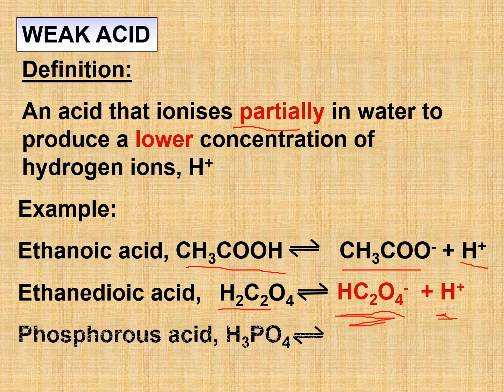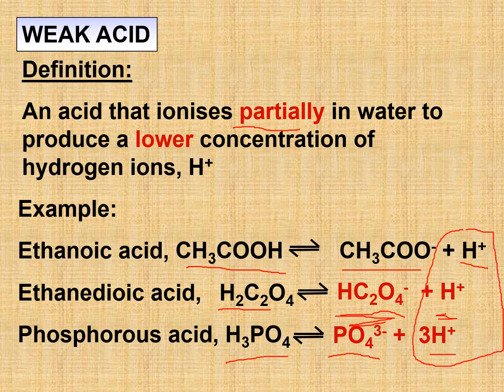Okay. Next one, phosphoric acid, H3PO4. It will produce PO4 3-, which is phosphate ion, and H+ ion. If you can see, all acids will produce H+ ion. So it is essential for an acid to produce H+ ion.